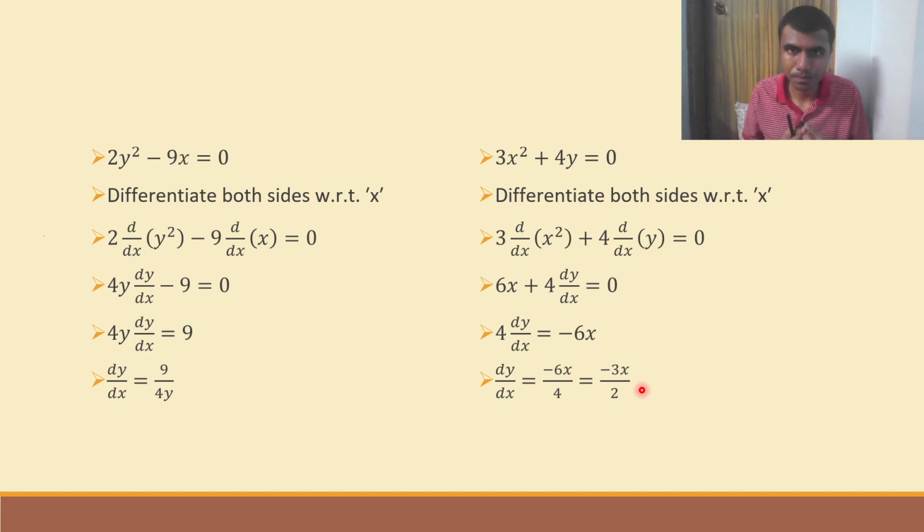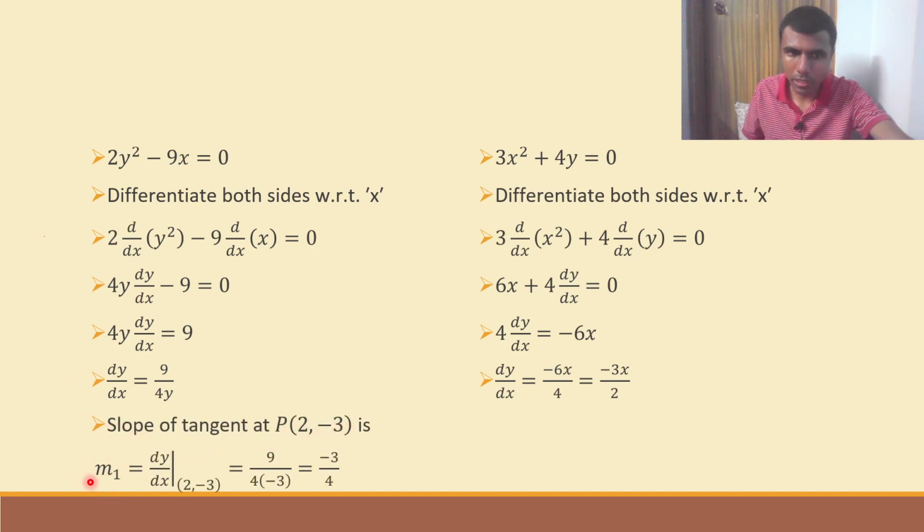Now we need to find the slope of the tangent at a particular point. What is our point? 2 comma minus 3. Slope of tangent at P(2, -3) is m1, the first slope denoted by m1, dy by dx at (2, -3). Here x is 2, y is minus 3. My formula is 9 by 4y, y is minus 3. So 9 by 4 into minus 3. I hope it's clear. 3 1s are 3, 3 3s are 9. So 3 by minus 4, so minus 3 by 4.